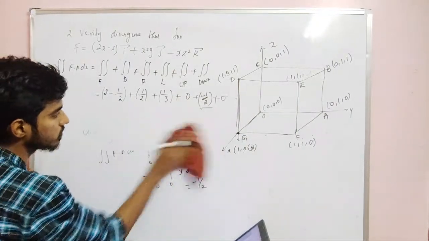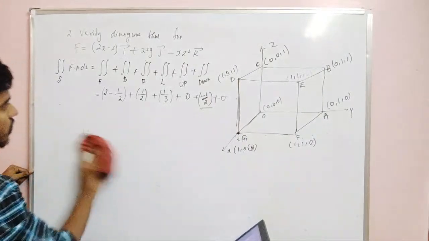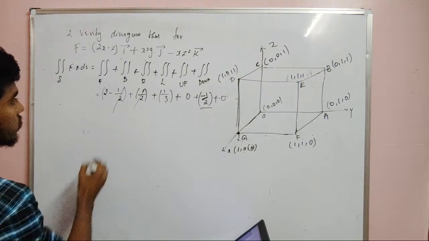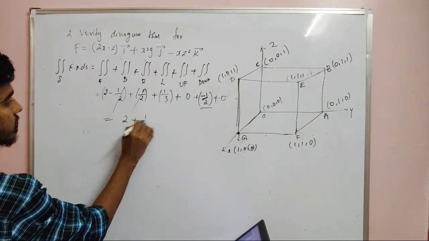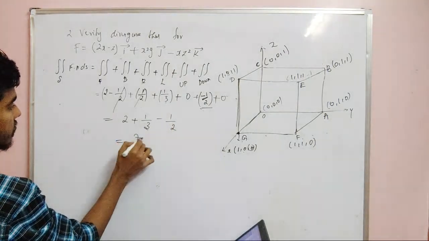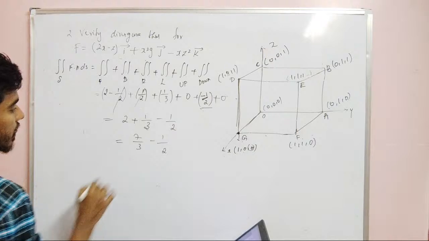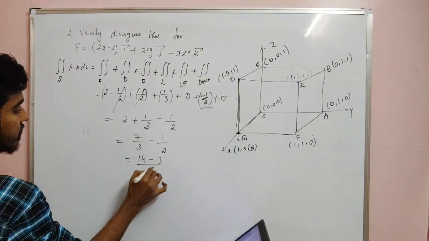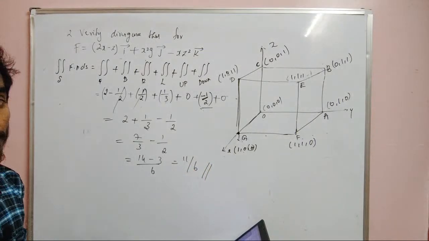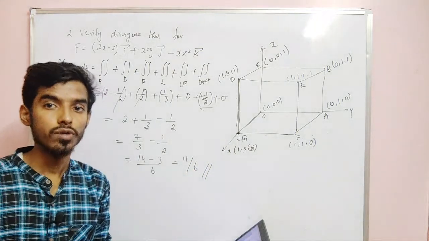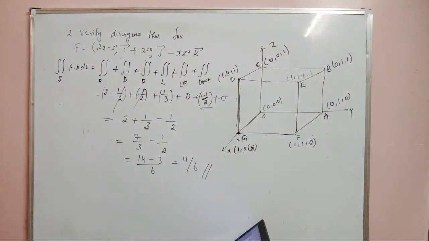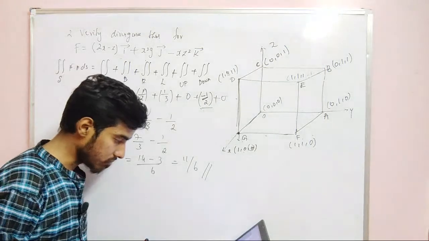Now we need to simplify this. When I simplify, this minus 1 by 2 and this plus 1 by 2 will get cancelled. So overall we have 2 plus 1 by 3 minus 1 by 2. This is 7 by 3 minus 1 by 2, which is 14 minus 3 by 6, which is 11 by 6, the same as the volume integral, triple integral over v of del dot f dv. So we have verified the Gauss divergence theorem.